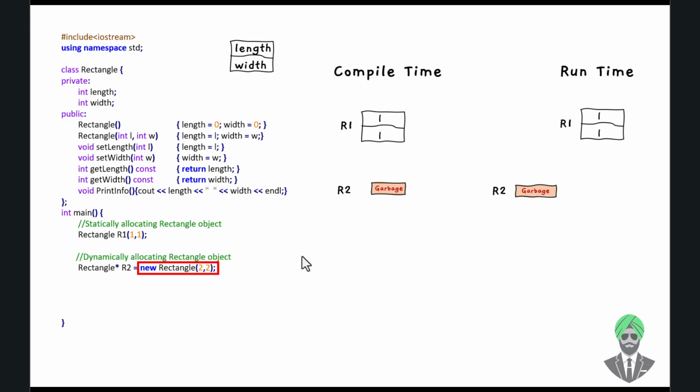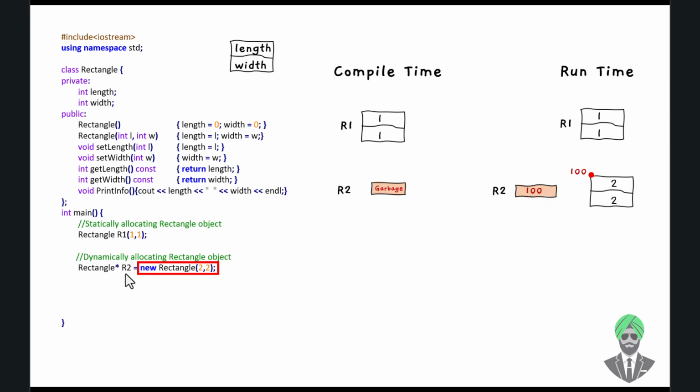At runtime, the right side of this statement would execute. This statement would create a Rectangle object. And let's say this object was created at memory location 100. Then, because of this assignment statement, this address would be assigned to the pointer variable R2. So now, instead of it being a garbage value, it has the address of the Rectangle that we created. So 100 is passed on to this pointer variable.